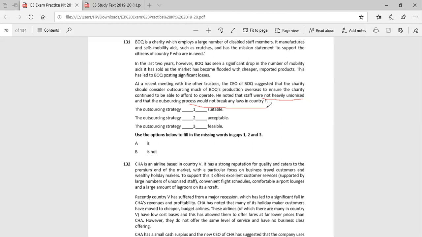It is possible for them to go for outsourcing, but it doesn't suit their business. It doesn't suit the nature of work which they've taken up, because it's a charity unit employing some disabled people, and the stakeholders are not agreeing. So it is not suitable, not acceptable, but feasible. The possibility is there. Okay. Go for a break and come back in 10 minutes.